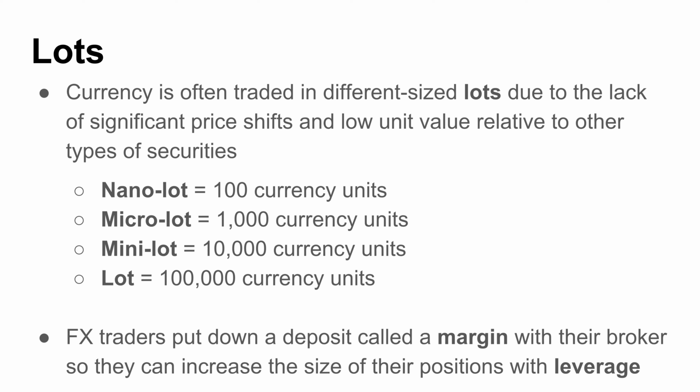Thus, currency is often traded in different sized lots, ranging from nano lots to standard lots, which themselves range from 100 currency units to 100,000 currency units respectively. FX traders will often put down a deposit called a margin with their brokers, so they can increase their positions to capture larger nominal gains using leverage. For example, some brokers only require you to give them $1 as a margin deposit, and then they will give you $100 to trade currency with.